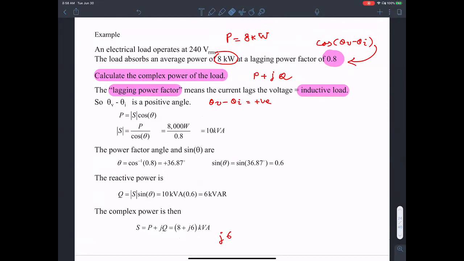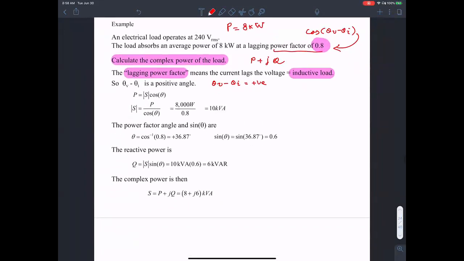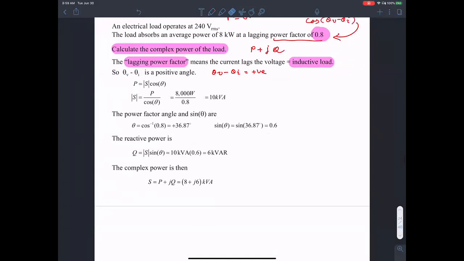This is an inductive load, with a lagging power factor. So that's the idea. If this were a leading power factor, then instead of taking 36.87 as the value, we take negative 36.87, and that comes out to be a negative jQ. That's all there is to it.